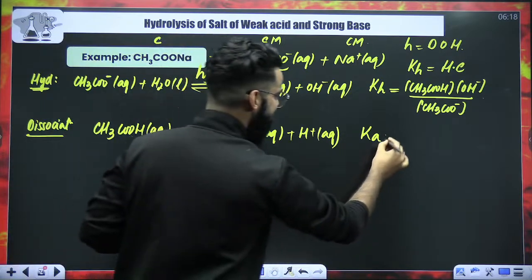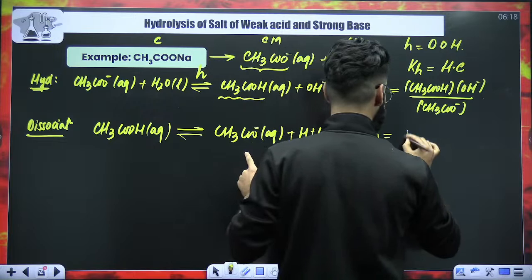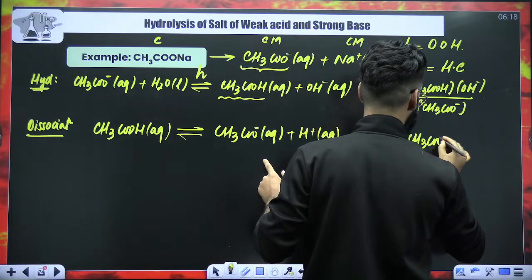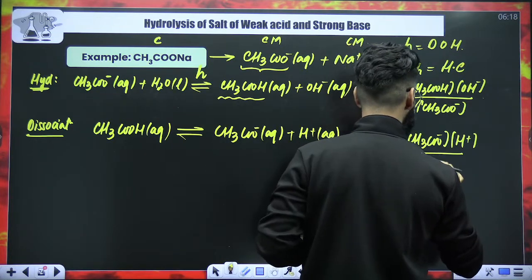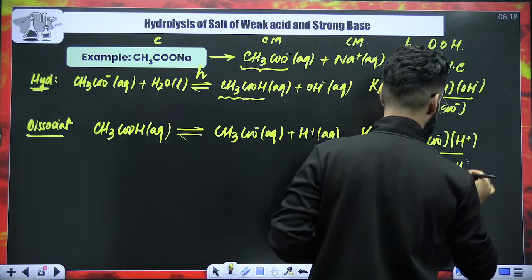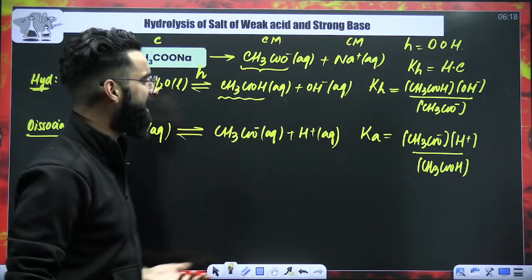Similarly, if I ask you to write the Ka expression, how exactly are you going to write it? You're going to write it like this: CH3COO negative multiplied by H positive divided by the concentration of CH3COOH. Perfect. Now, if I do one thing and multiply these two expressions, let's see exactly what we get.